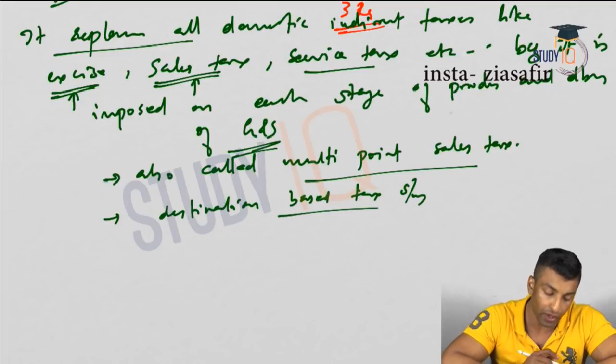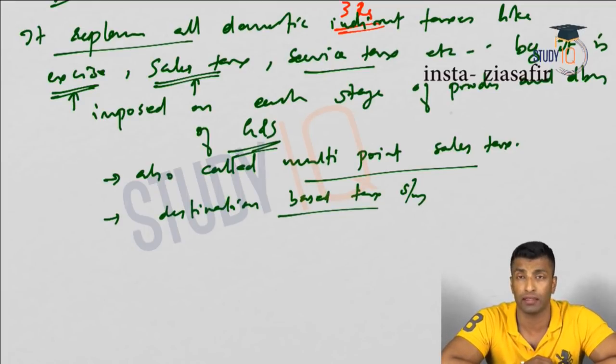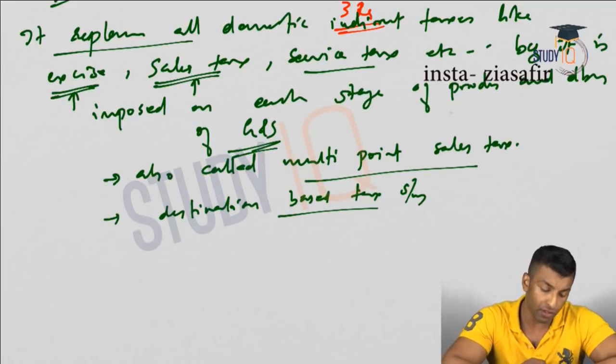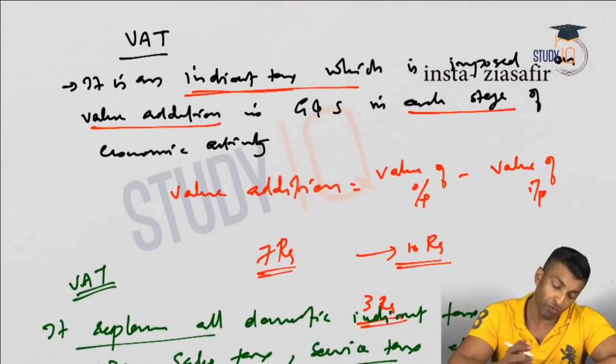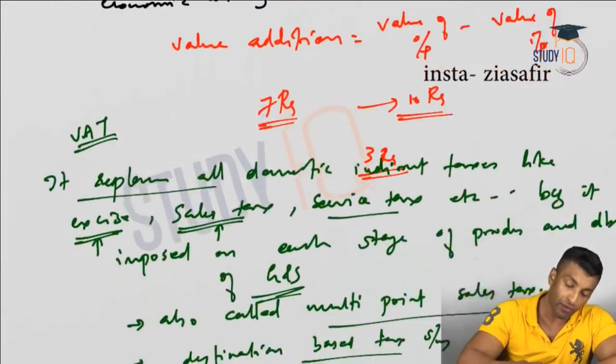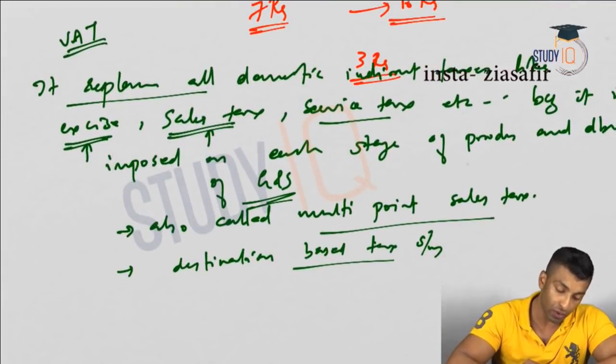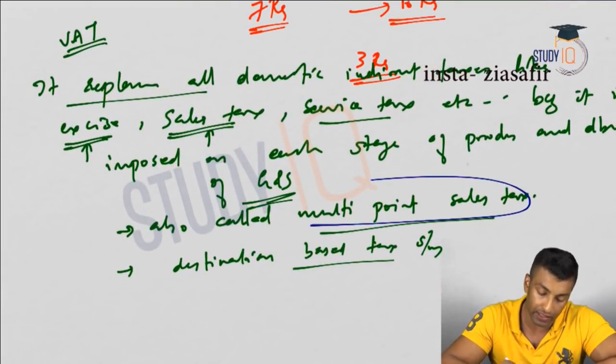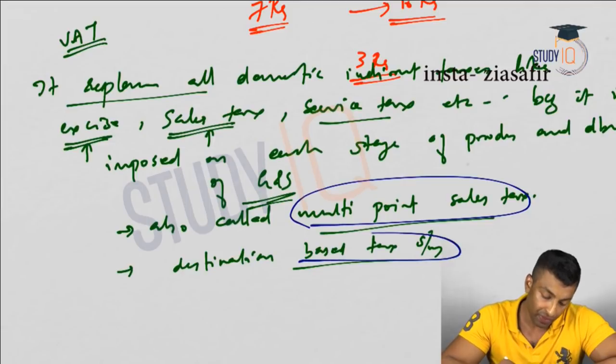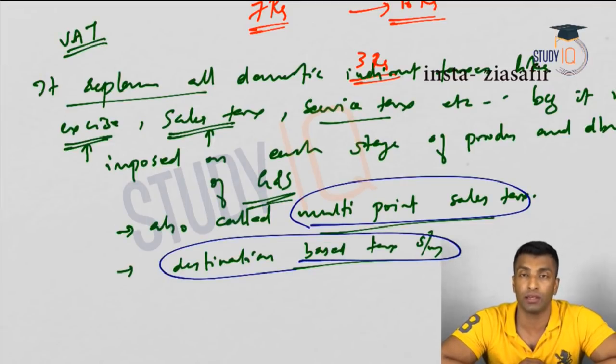So which among the following is correct with respect to indirect taxes or VAT? VAT is a kind of indirect tax. What is a typical example of indirect tax? VAT is the ideal indirect tax. Okay, so which among the following is correct with respect to VAT? You have to have a clear idea about all these things, and out of this, it is very important: it is a multi-point sales tax, and it is a destination based tax system.